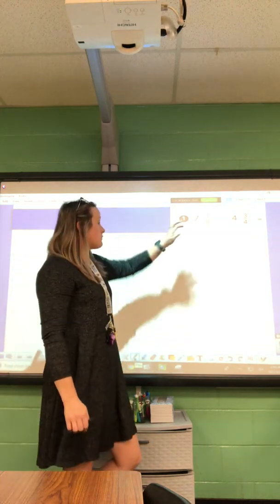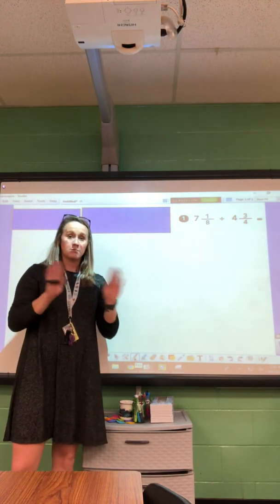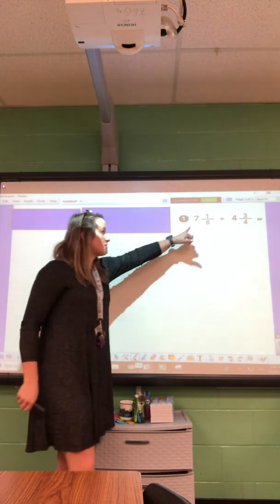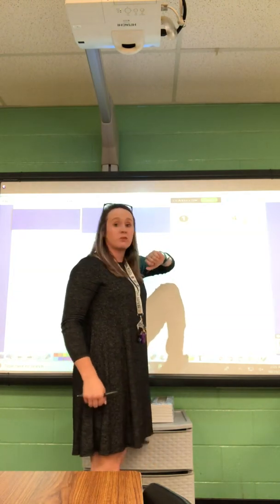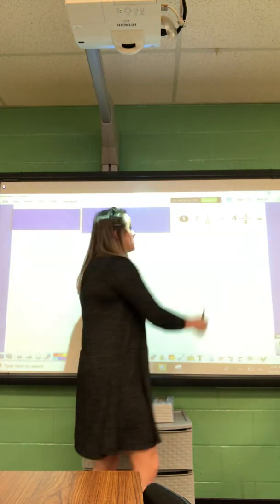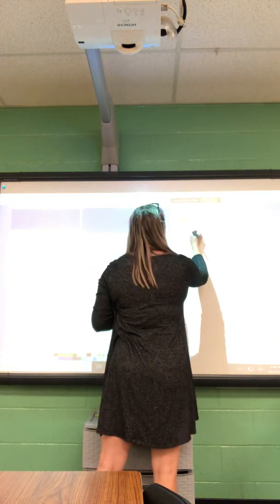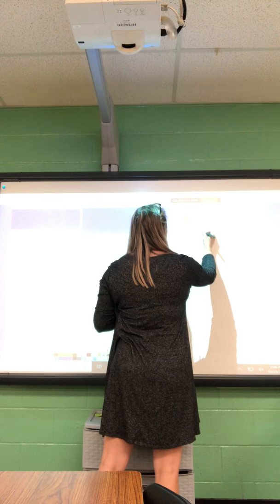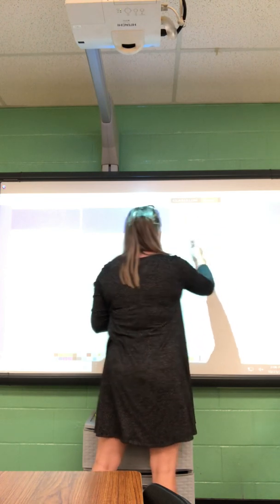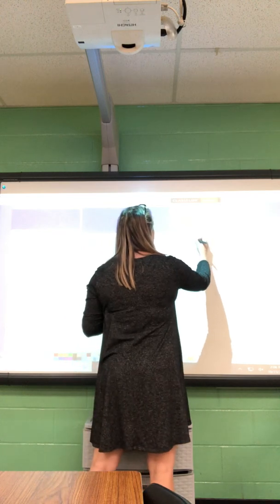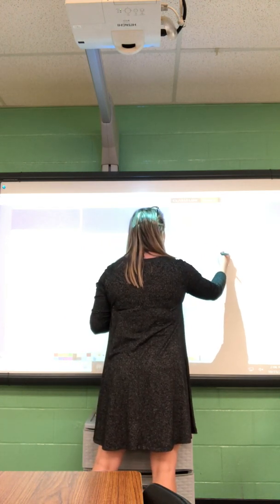Okay? So for this problem, remember you can only have tops and bottoms. Top times top, bottom times bottom. Notice I have mixed numbers. So in order to change this, I have to change these to improper fractions instead of mixed numbers. To do that, I multiply 8 times 7, and then add 1. So 8 times 7, that's 56, plus 1 is 57.